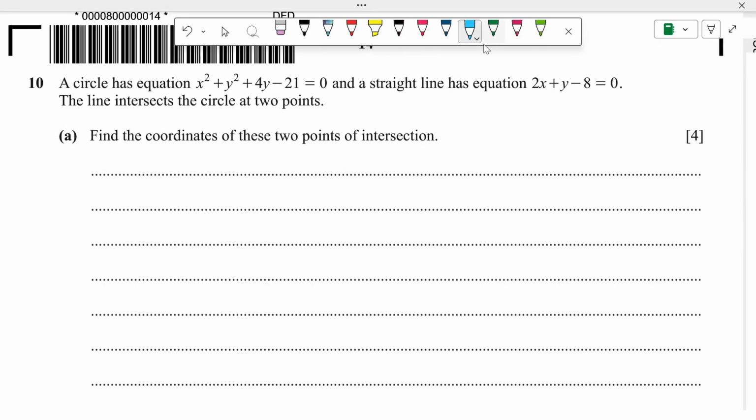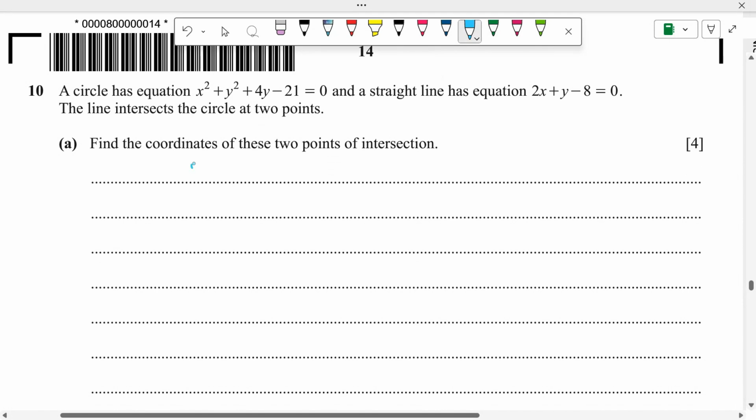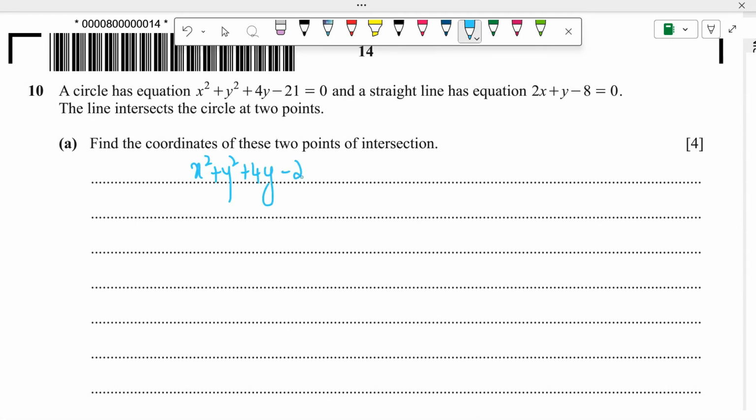We know that if a circle and a line intersect each other, the points of intersection can be found by solving these two equations simultaneously. So we have the circle equation x² + y² + 4y − 21 = 0, and the equation of the line 2x + y − 8 = 0. We need to solve these two equations simultaneously.